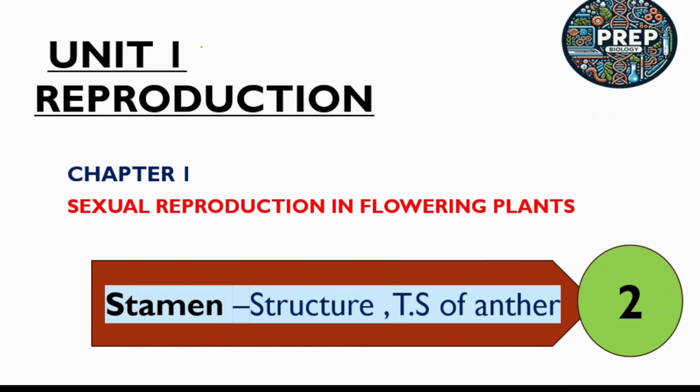So today we will continue with unit 1, that is reproduction. We have started, and this is the 2nd class of this series. Today in this lecture we will start with a very important topic of this chapter, that is the structure of the stamen and the section of the stamen, that is the TS of an anther. Let's start with the lecture.